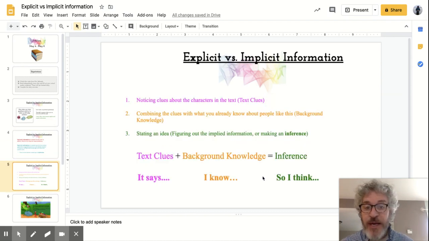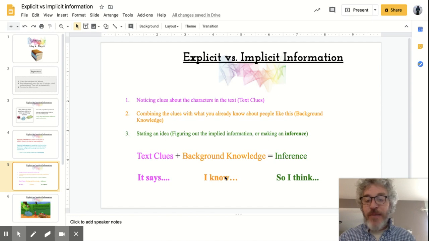You're going to be noticing clues about the characters from the text as we're reading. We did that in our first unit this year. You're going to be combining the clues with what you already know about people, your personal knowledge or background knowledge of people, and state an idea. You're going to figure out what is implied and then make an inference. The text clues, it says your background knowledge, I know, and then the inference is so I think.